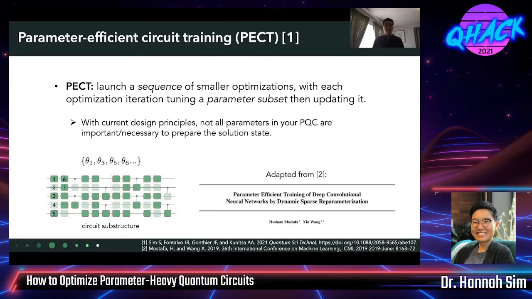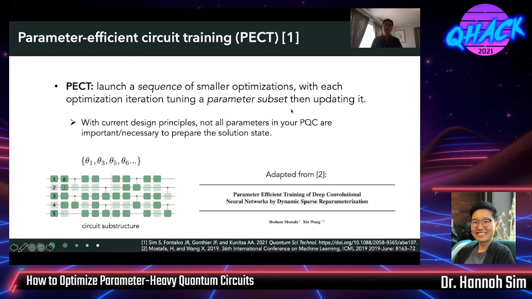So what I mean by a parameter subset is that usually you would have a parameter vector that includes from parameter 1 to parameter n, but you're only choosing a subset of that entire set of parameters. So for example, if you have this parameter subset, this would correspond to a circuit substructure that only activates the parameters that are present in this subset. So for example, theta 2 isn't here, so you never apply theta 2 in your circuit substructure.